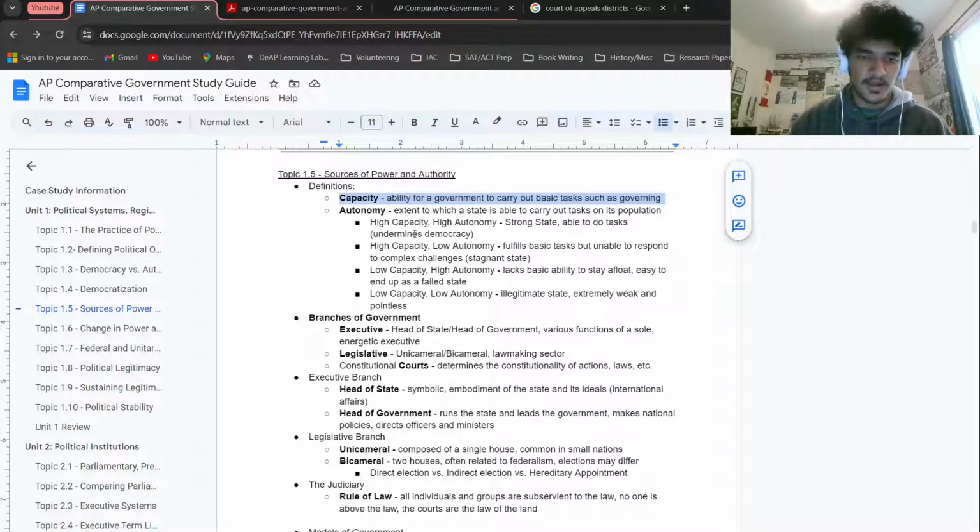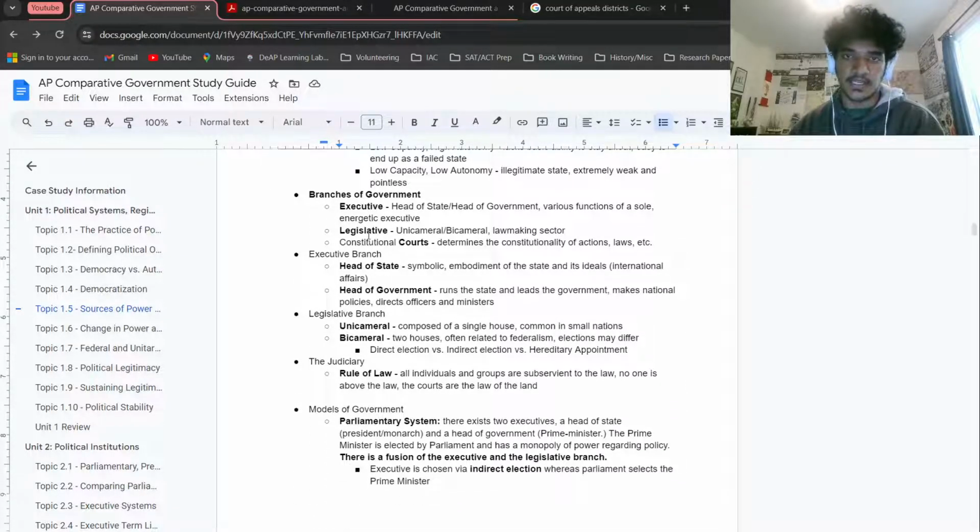Right, anyways. Branches of government. Executive, legislative, judicial. Okay, what does each do? The executive is your head of state, right? That's your strong, energetic executive. And you've got your head of state and your head of government. Remember, in presidential systems, this is combined. And then legislative systems, it is normally through a congressional system, which can either be unicameral or bicameral, where unicameral means it's one house, bicameral means it's two houses.